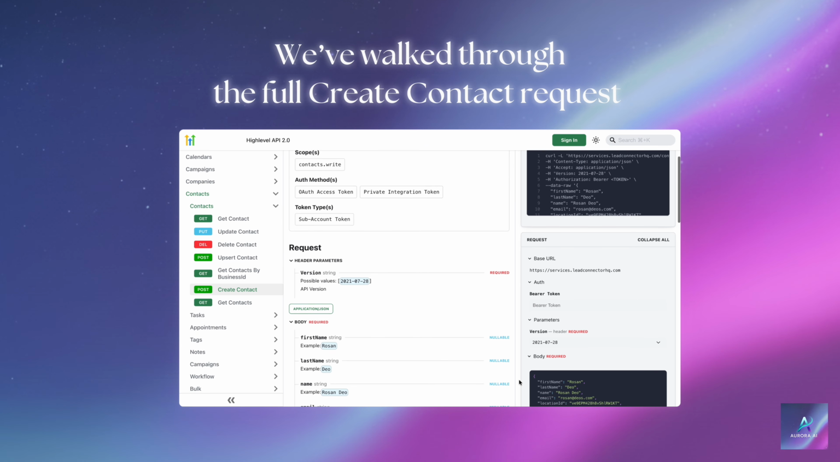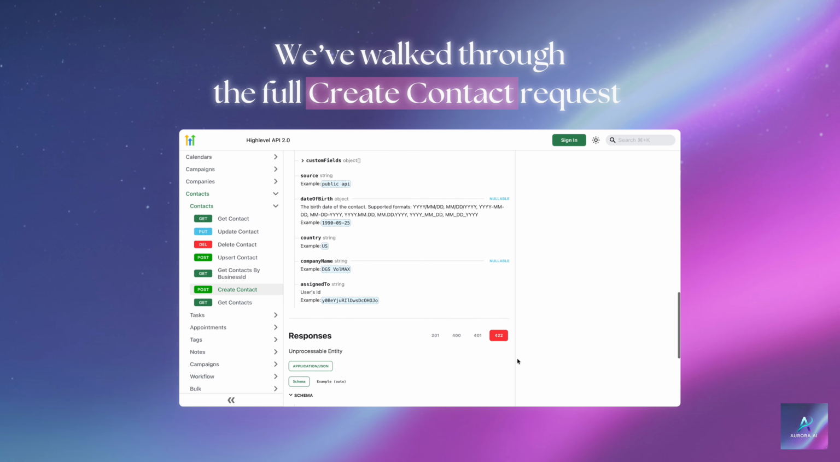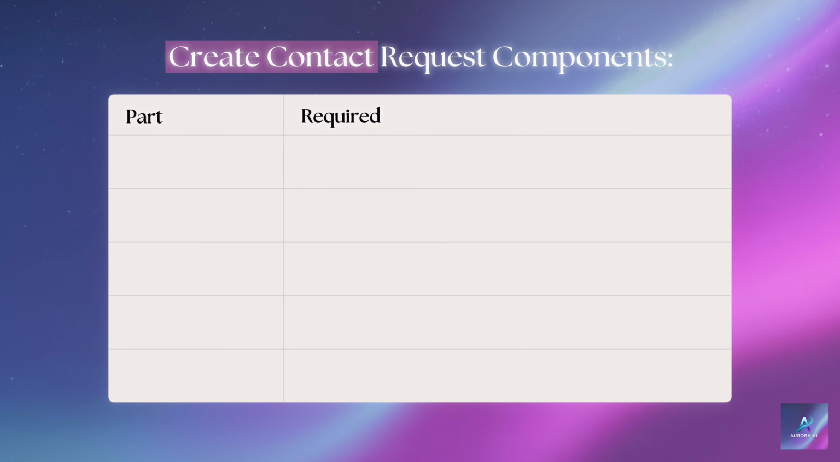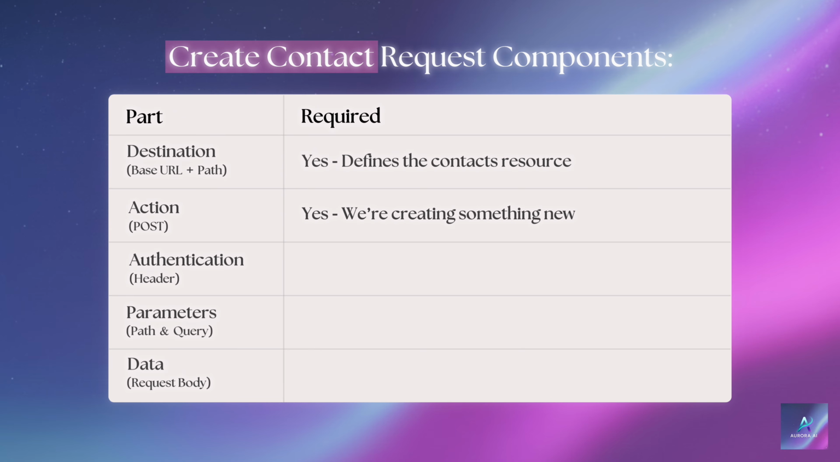Now that we've walked through the full create contact request, from the destination all the way to the response, let's zoom out and map this back to the 5-part model. Here's how this request lines up. Destination, required. This defines the contact's resource we're sending the request to. Action, required. We're using post because we're creating something new. Authentication, required. The API needs to know who's making the request and which account it belongs to.